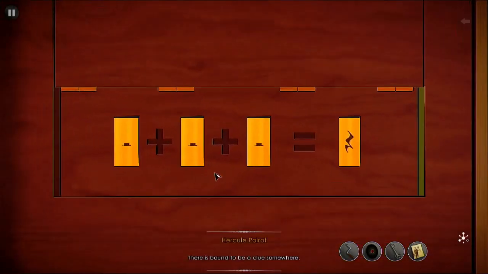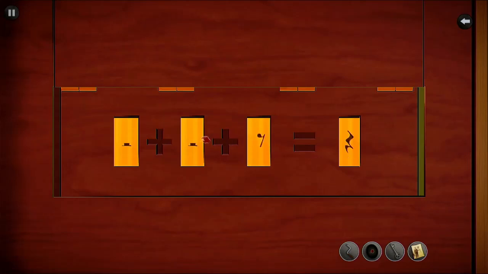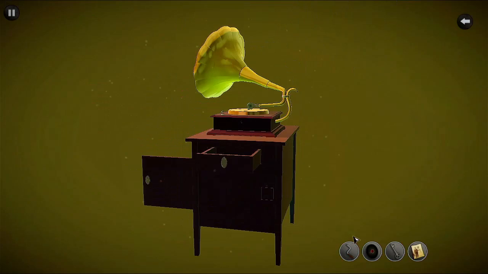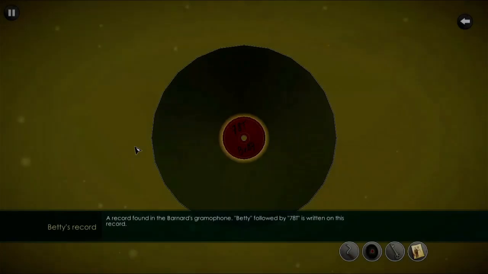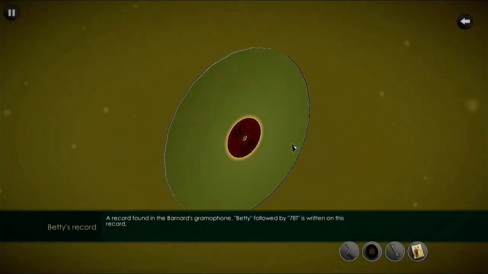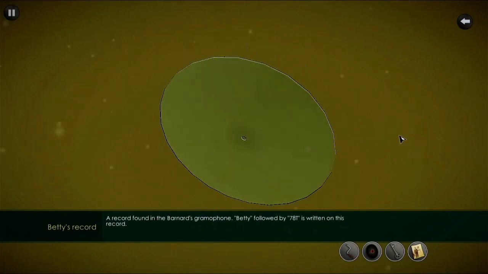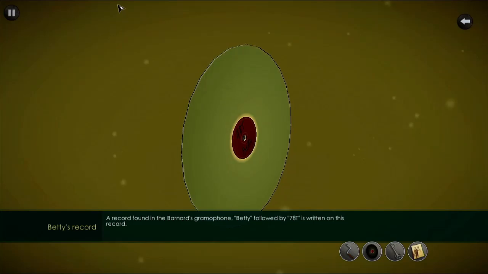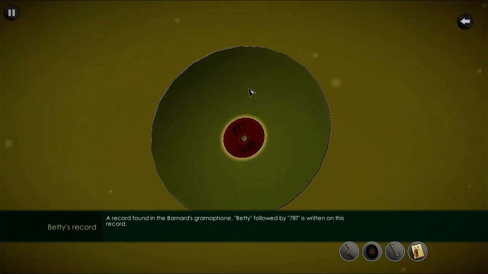What do we have here? There is bound to be a clue somewhere. This plus this equals... Oh, okay. Can we have a look at any of these things that I have in my hand? Oh, hang on. A record found in the Barnard's gramophone, Betty followed by 78T, is written on this record.